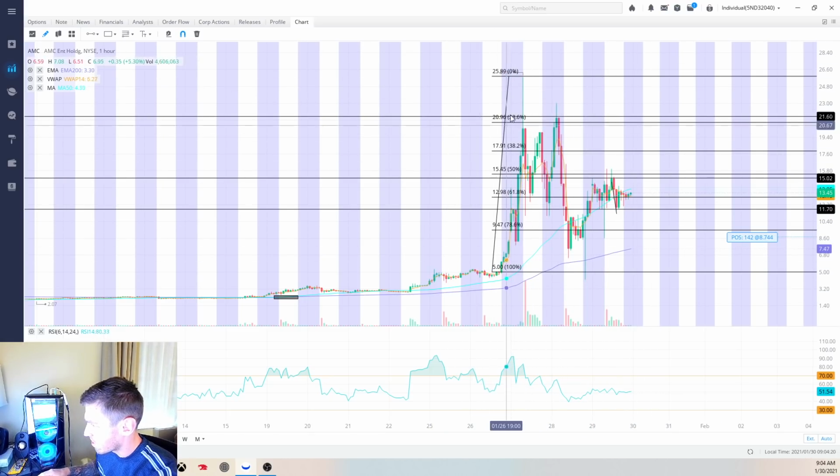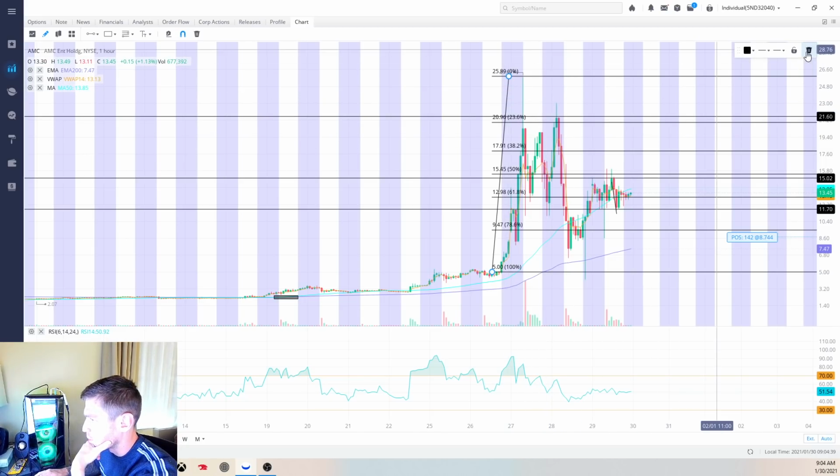And all this is telling you how much you're giving back based on the run-up, right? So if you gave back 100%, you'd come all the way back down to the previous low of $5. If you gave back 50% from this $25.89, you'd be sitting at $15.45. If you gave back 23%, you'd be sitting at $20.96. Very easy tool to use. I promise you, it's not hard to read whatsoever.